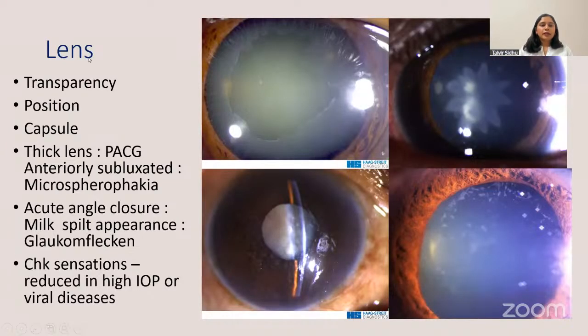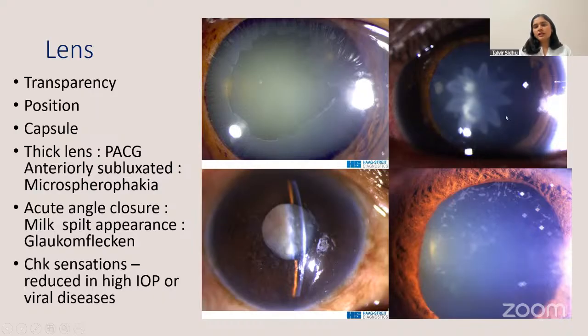Now talking about the lens. When you talk about the lens, you talk about transparency, the position, the capsule. You talk about whether the lens is thick or not. So transparency grading is done according to the cataract workup. Otherwise, here in the pictures, you can see that there is pseudoexfoliative material over the lens, which is seen in a target sign over the lens capsule.